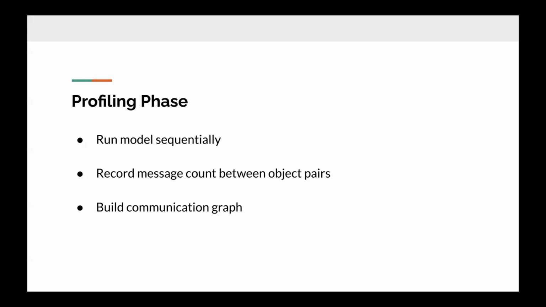So at the end of this run, we aggregate this data into a message frequency matrix, and from this we build the weighted communication graph we described earlier. And this profiling step is relatively cheap. It's just a single thread run without logging, but it gives us valuable information about the model's communication structure.